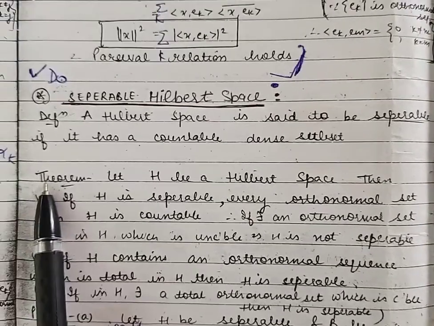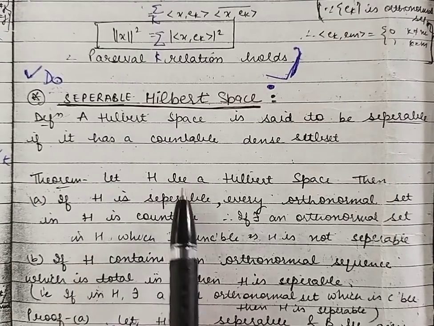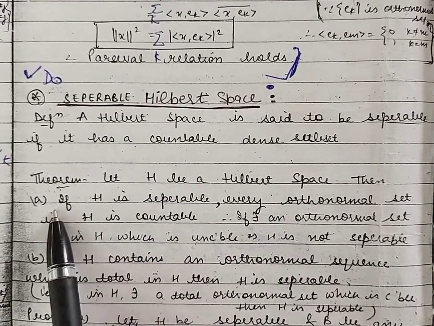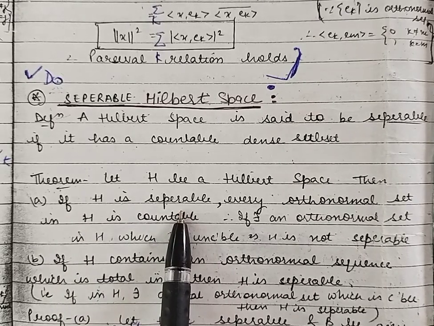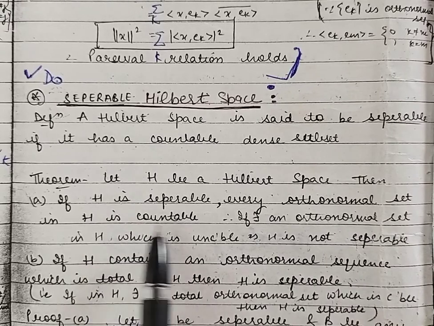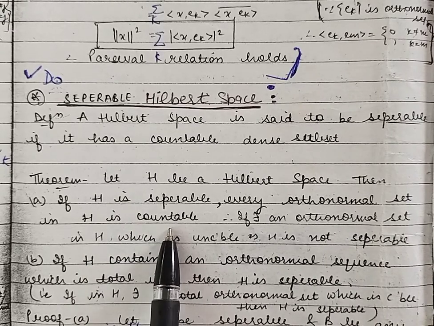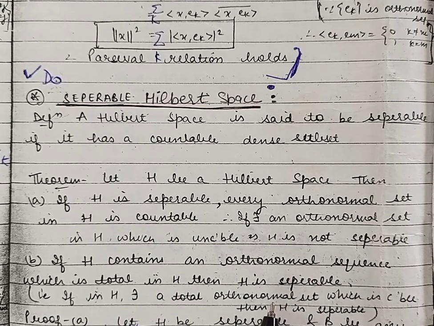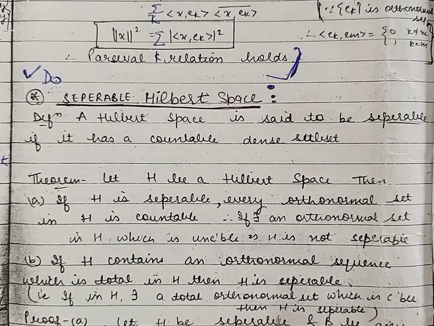So the first theorem is: let H be a Hilbert space. Then if H is separable, every orthonormal set in H is countable. That means if there exists an orthonormal set which is uncountable, then H will not be separable.